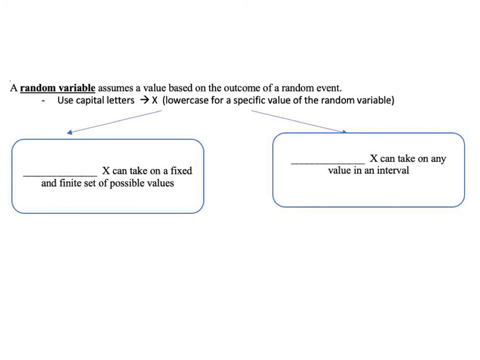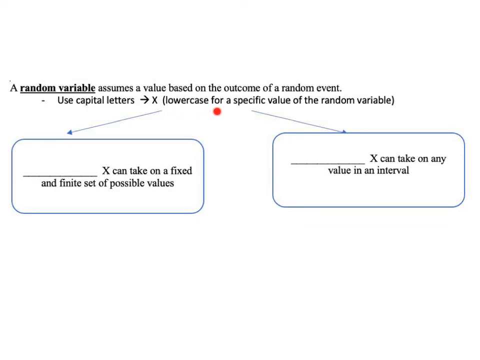In this lesson, we're going to talk about random variables. So a random variable is something that assumes a value based on the outcome of a random event. So it has to be assuming a quantitative number associated with it, okay? We're not talking categorical, and it's based on the outcome of a random event. We will always use a capital letter to indicate a random variable, okay?